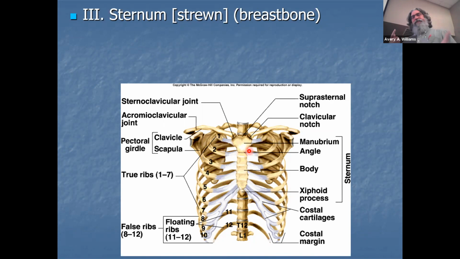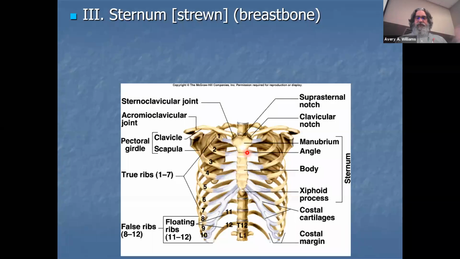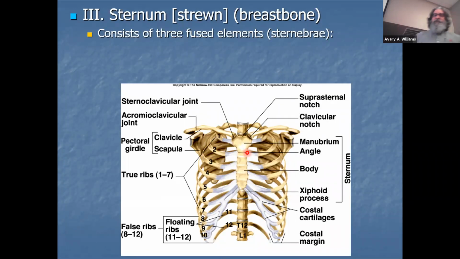But in mammals, it's modified somewhat. Here we have this big bony element. It's considered just one bone of the human skeleton. So again, of the 206 bones, the sternum would be just one. Now, it does have three parts we identify.